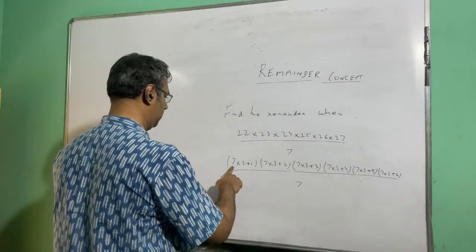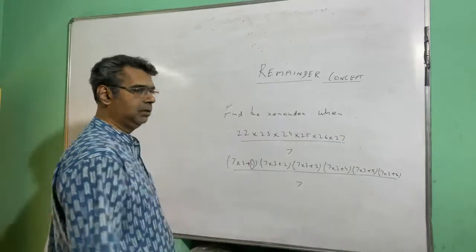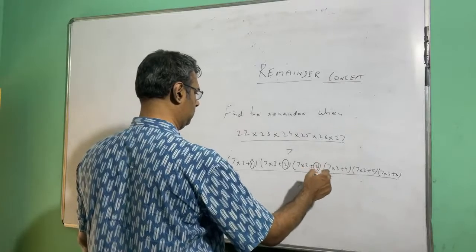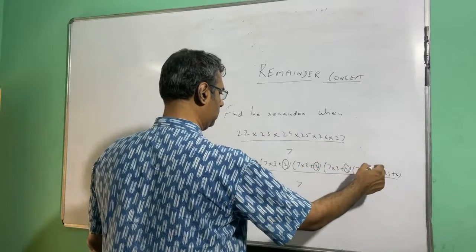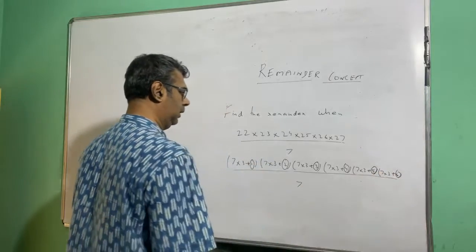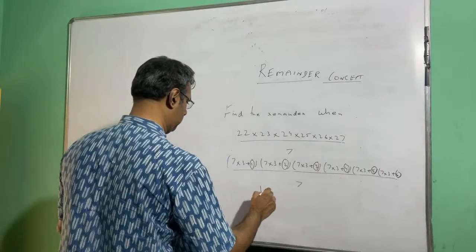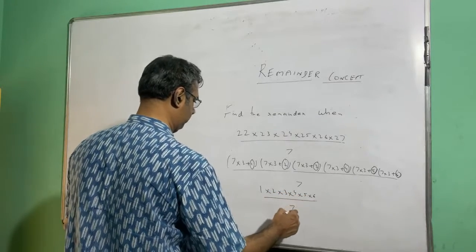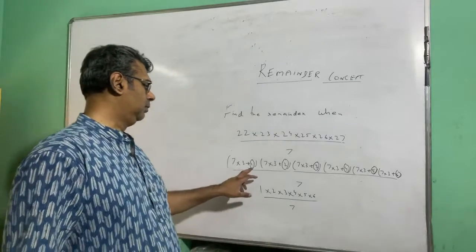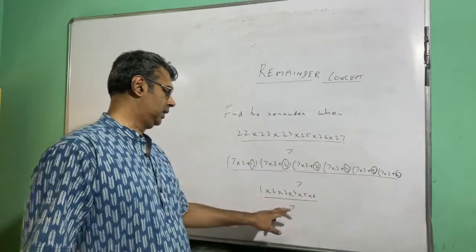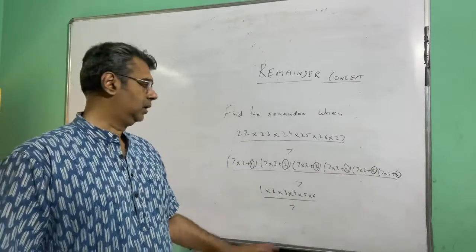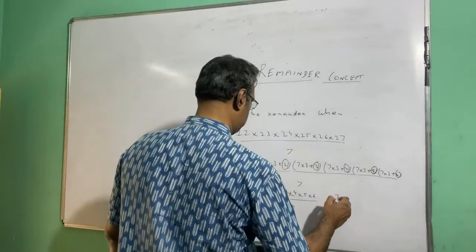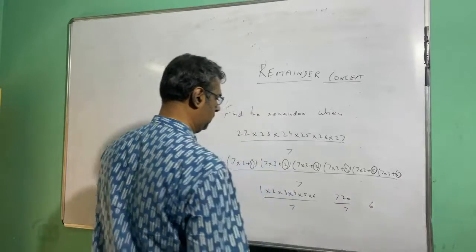If you divide these numbers by 7, the remainders will be 1, 2, 3, 4, 5 and 6 respectively. So the remainder will be 1 into 2 into 3 into 4 into 5 into 6 by 7. So 720 by 7, the remainder is 6.